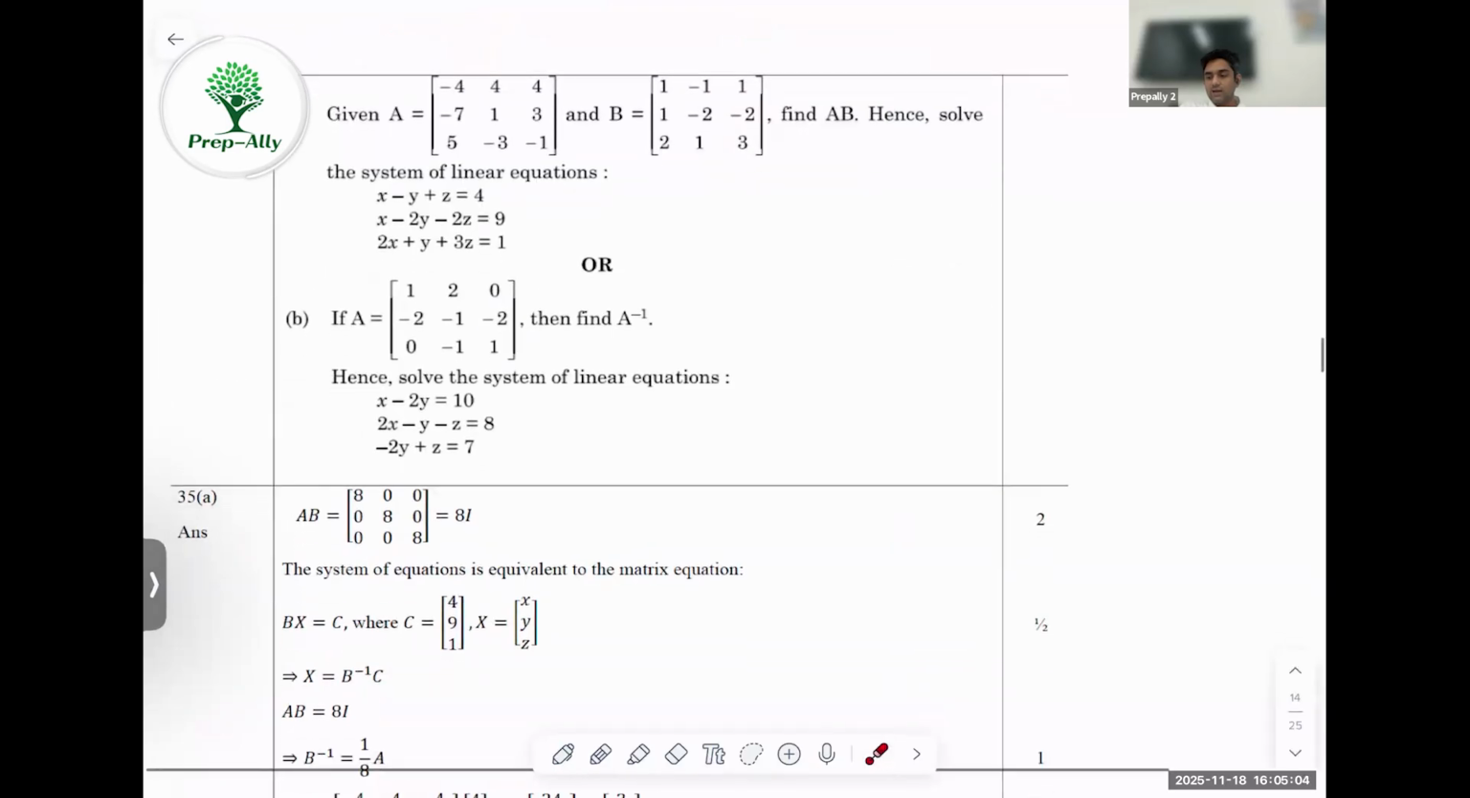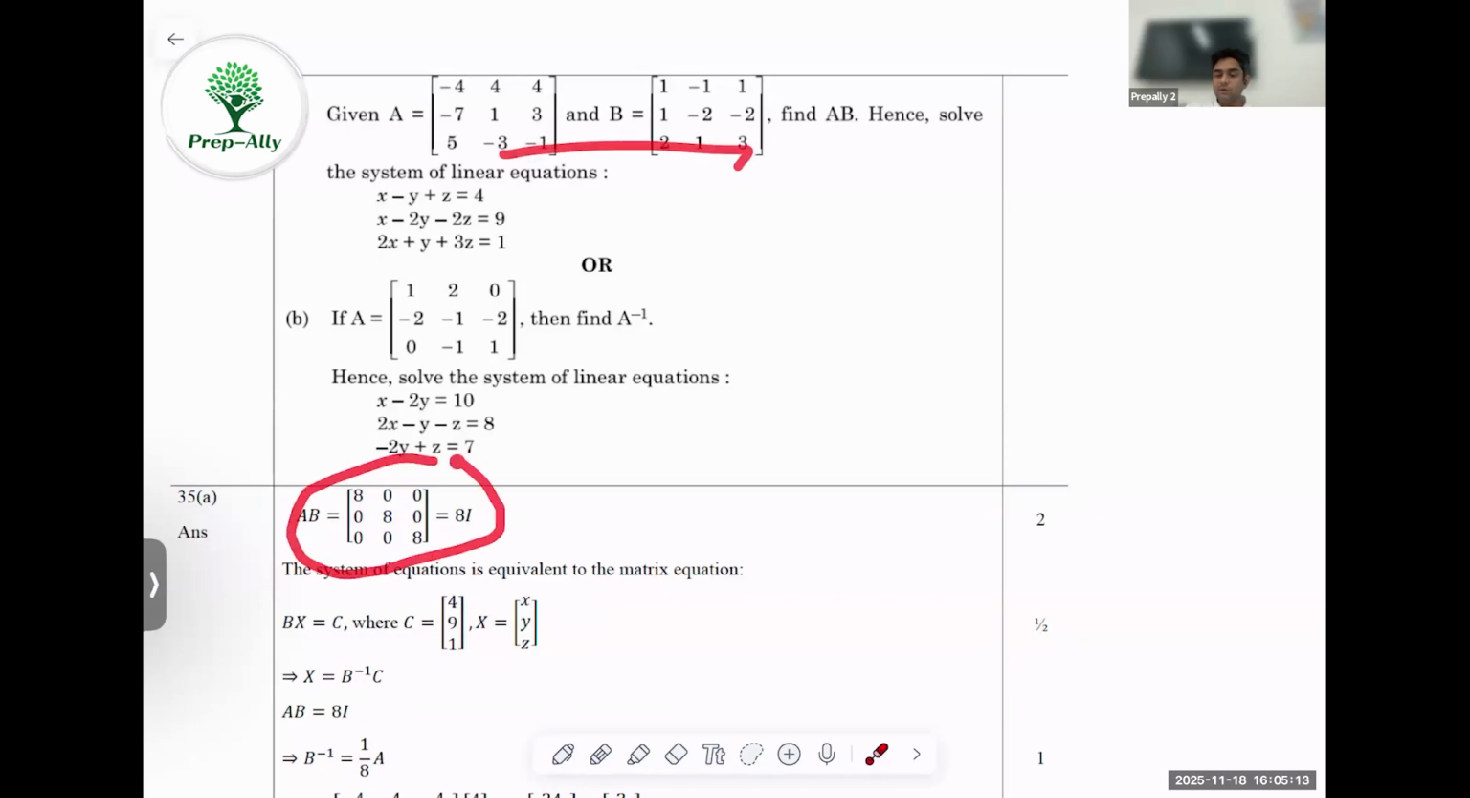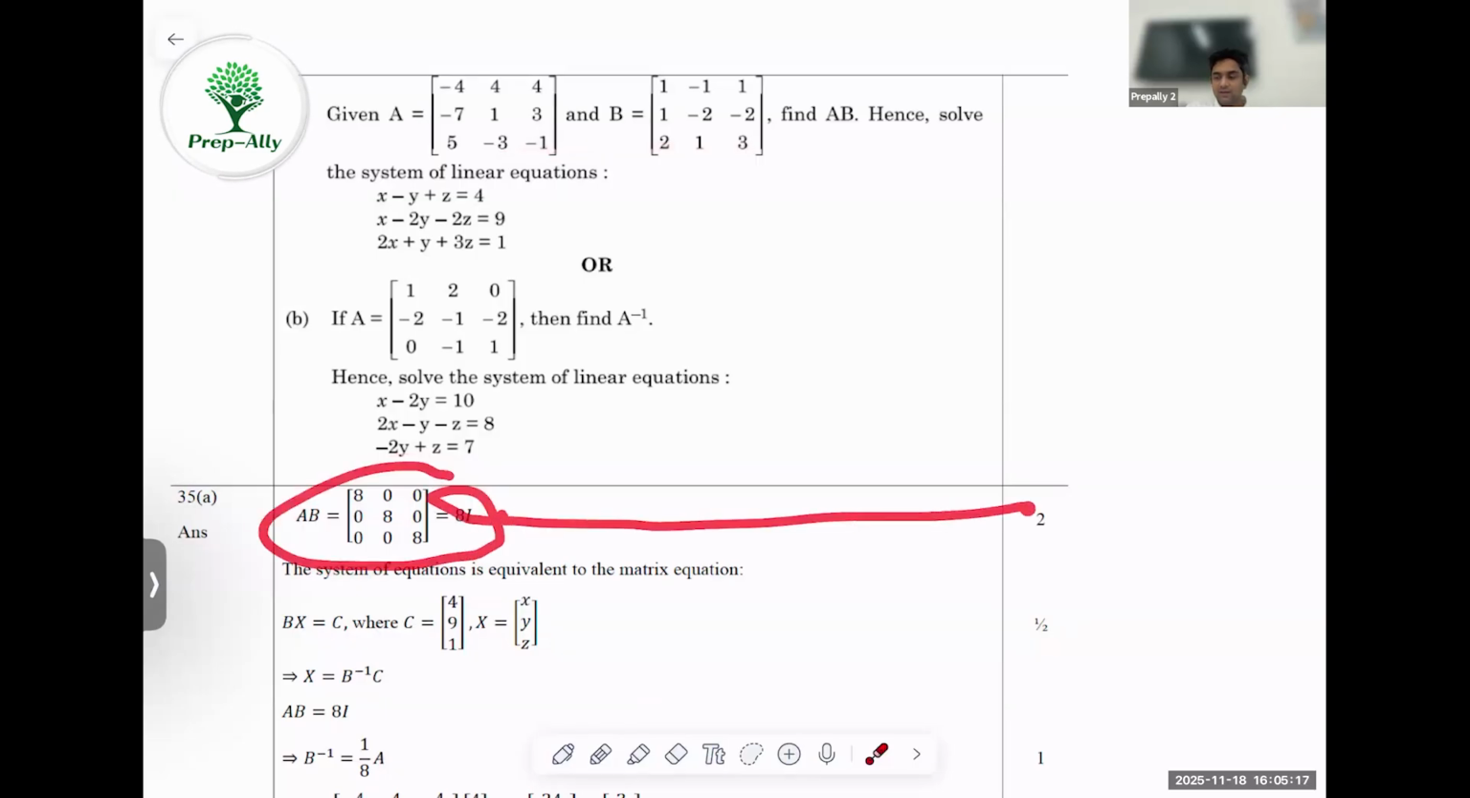So see, this is the solution guideline by the CBSE itself. Now, the first step is multiplication. When you multiply, it comes out to be this value. Here the steps are missing, showing how it came out to be this, but for this you get 2 marks. That doesn't mean that you miss out the steps. You have to write it. Maybe I'll write it quickly.